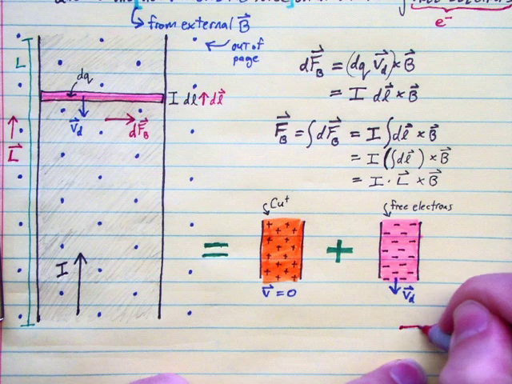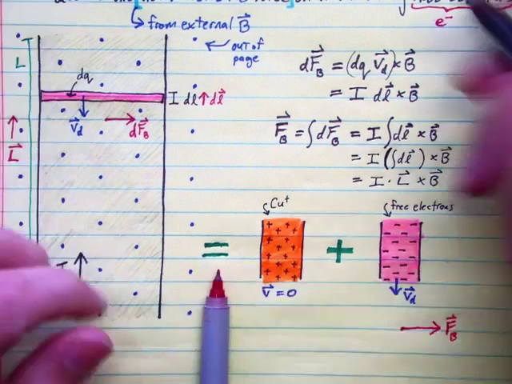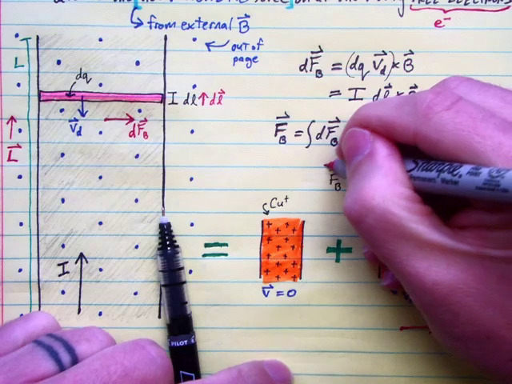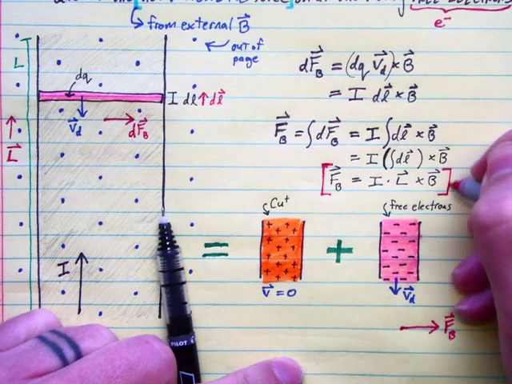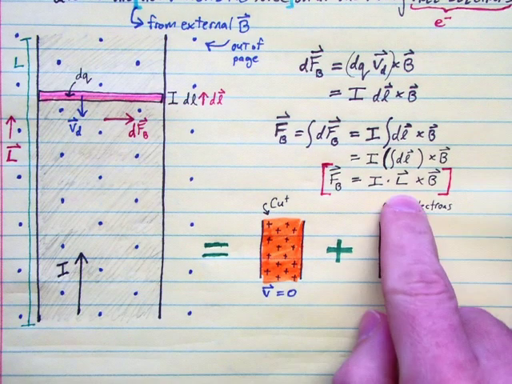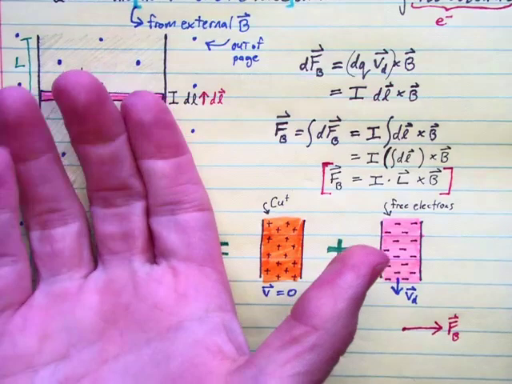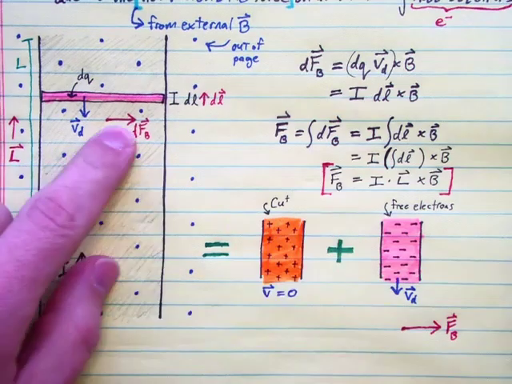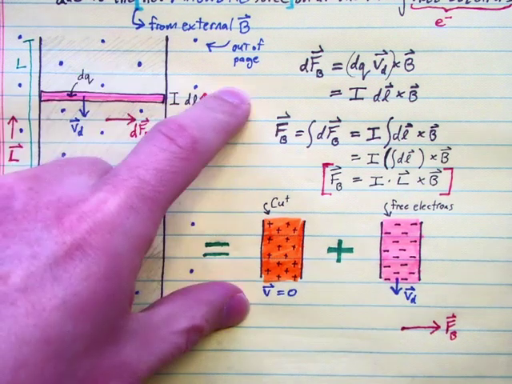They're all feeling this magnetic force given by ILB up here, I L cross B. Let's note that L cross B, once again, let's check that the direction is right. L points in this direction, B is out of the page, so L cross B points to the right. That's the direction of our net magnetic force on all those free electrons, pushing them this direction.